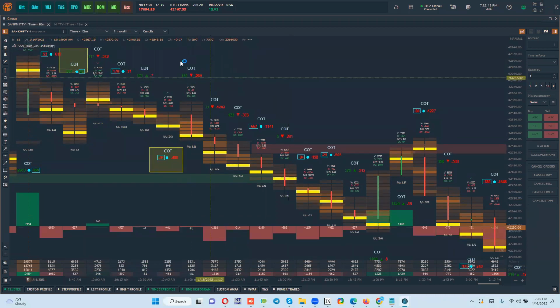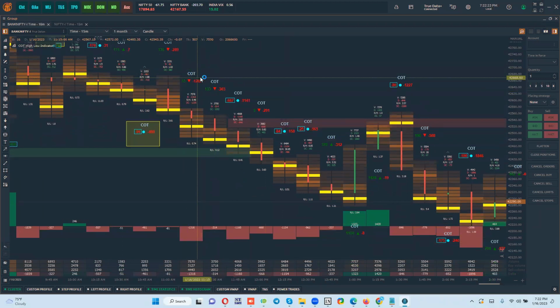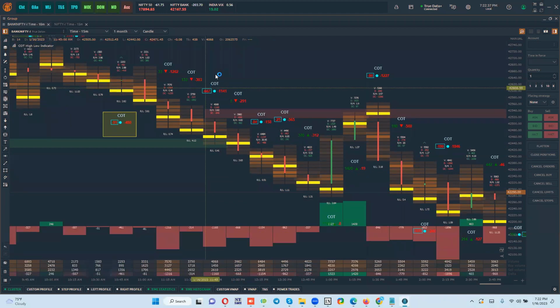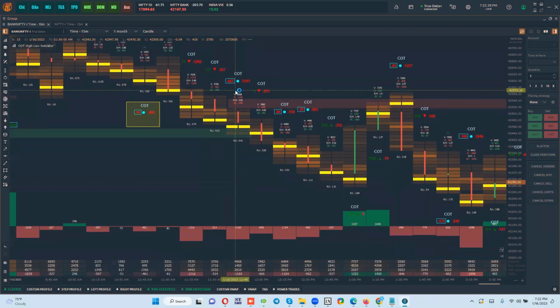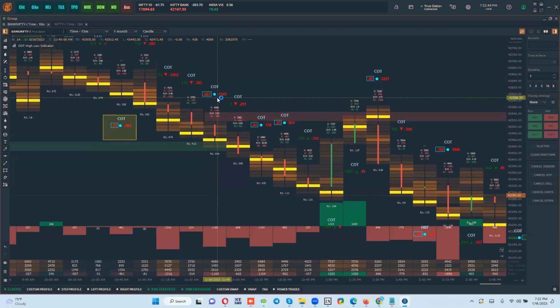Again, we see a normal candle out here, a normal candle out here with a similar thing. Here you see a very high COT value, which is an indication that this particular candle is dominated by the sellers. You can see that also reflected in the delta itself. So here again you see another strong selling that is happening, where the COT low as well as COT high is very dominant out here.